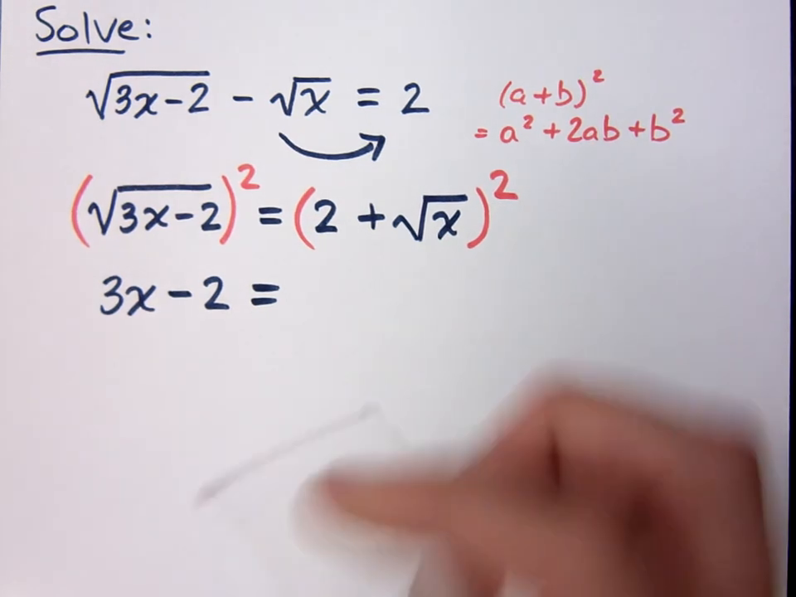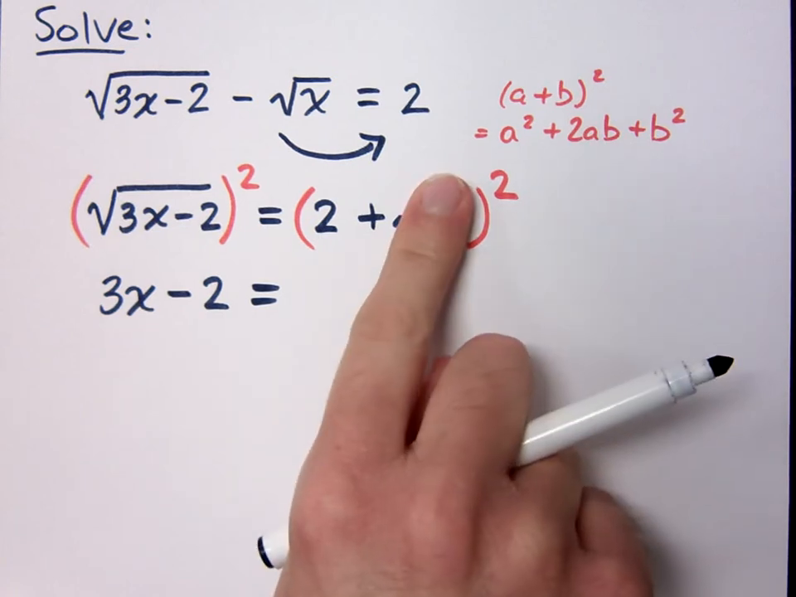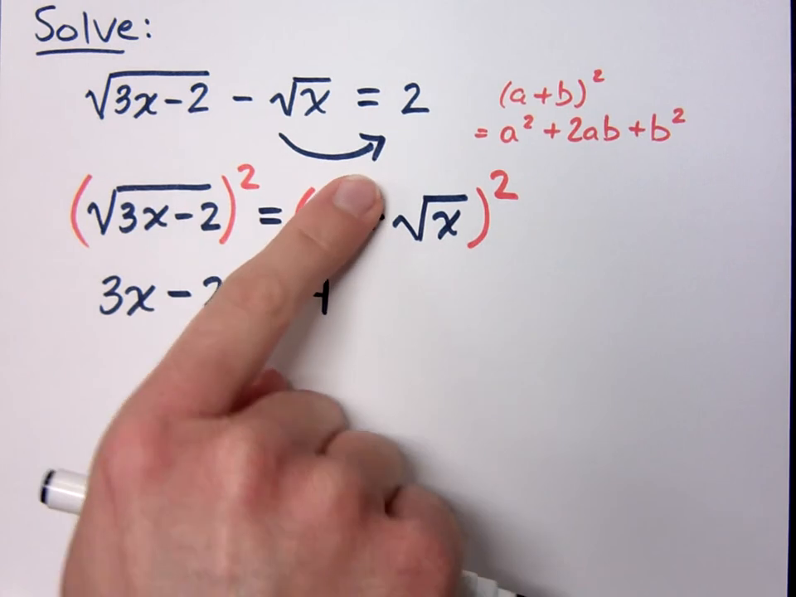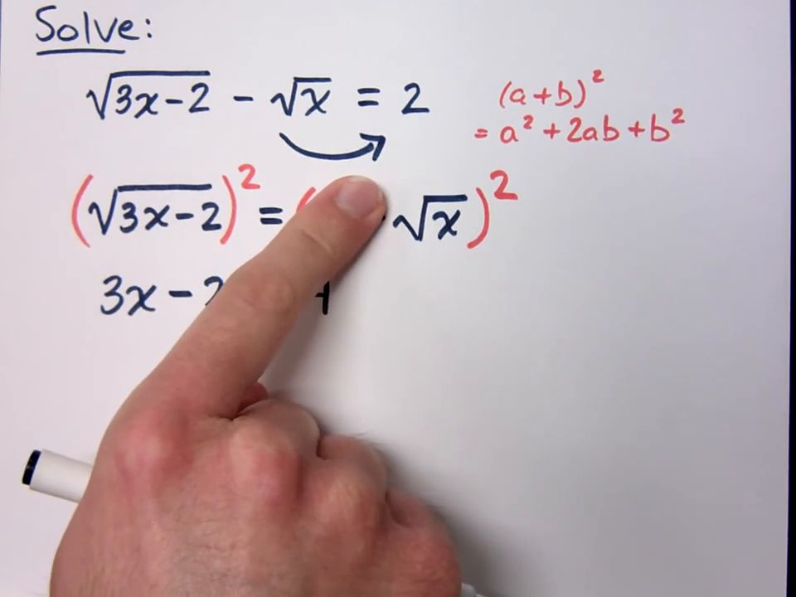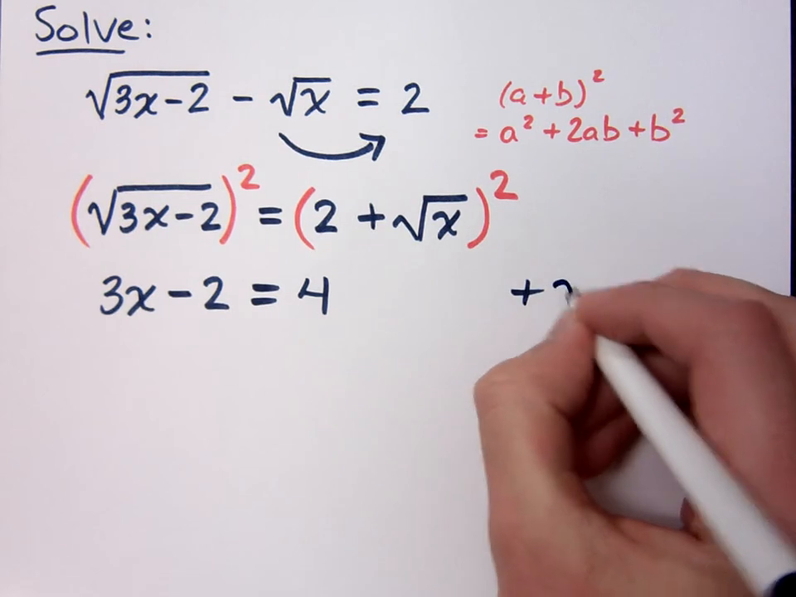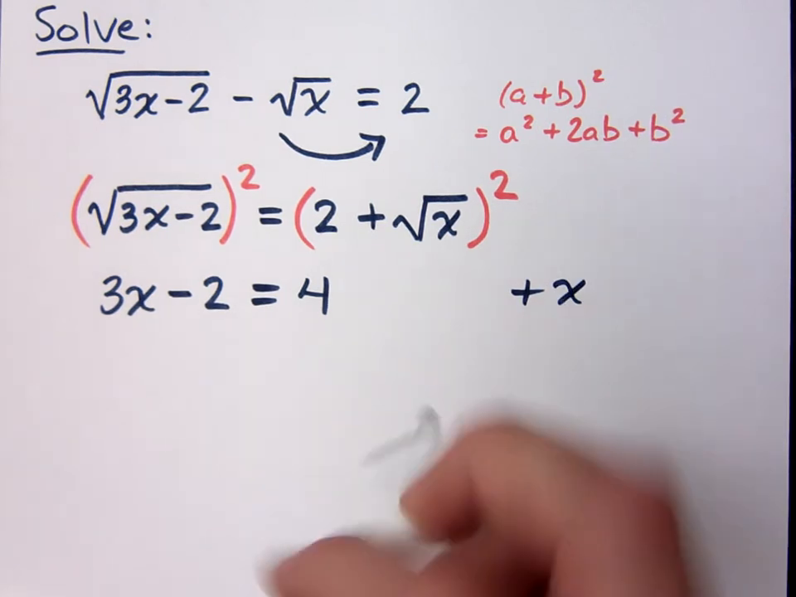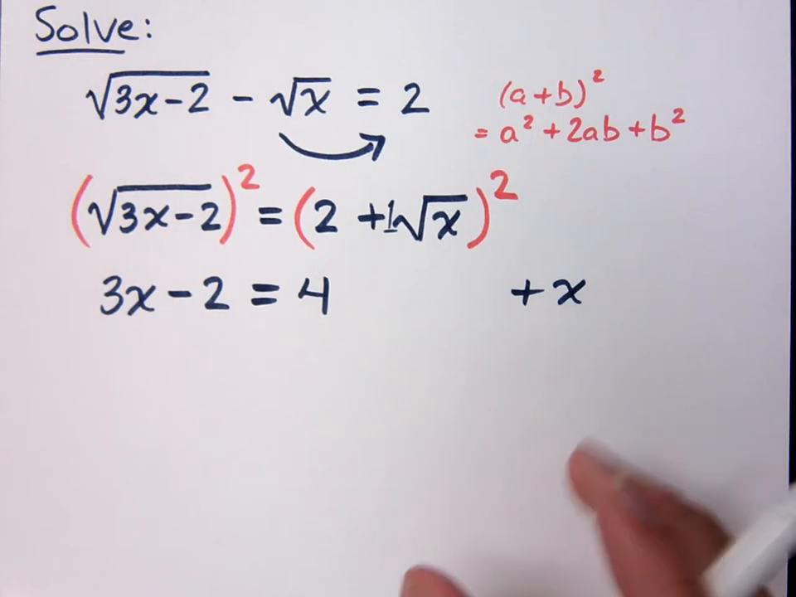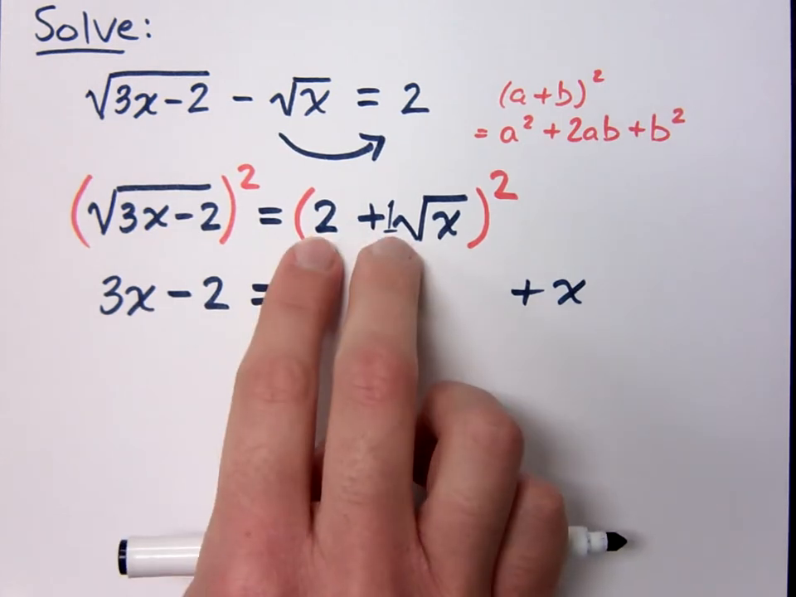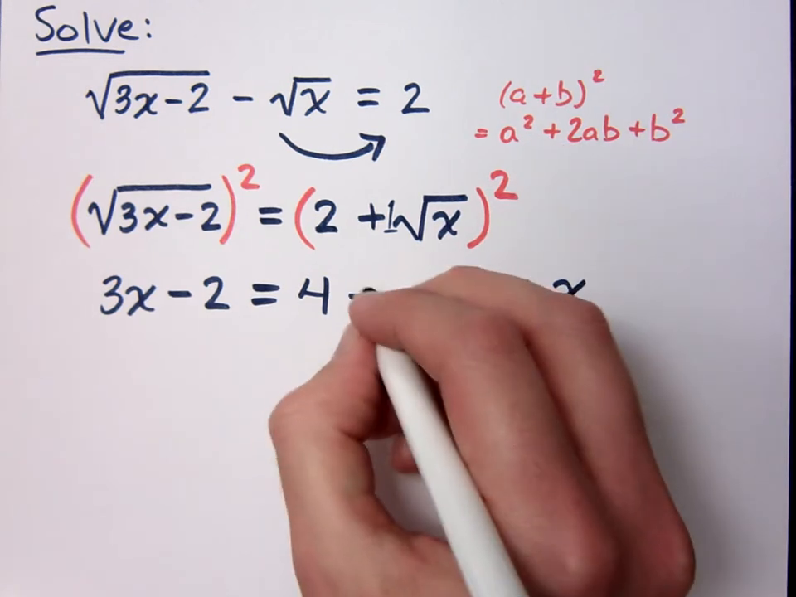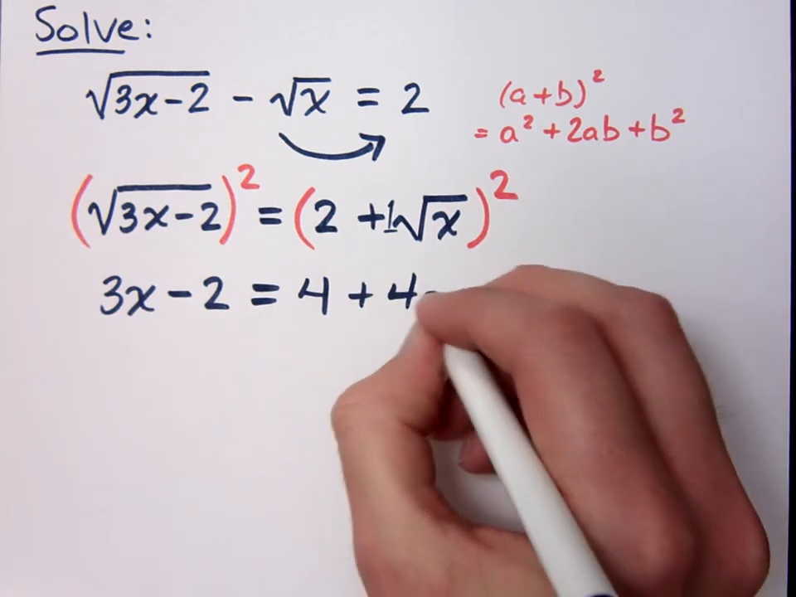So when I square that guy, what do I get? 4. When I square the square root of x, I get just x. And then the middle piece comes by multiplying 2 times, just worry about the coefficients. 2 times 1 is 2, and then when you multiply that times 2 as part of the formula, you get 4.